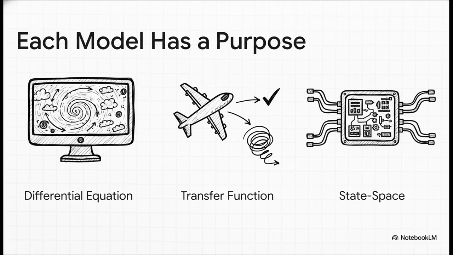But what if you just need a quick high-level check to see if your new airplane design is stable? Is it going to fly straight or spiral out of control? The transfer function gives you a super fast answer. And for designing the incredibly complex flight controls of a modern jet with dozens of inputs and outputs, well, the highly organized state space model is the absolute industry standard.